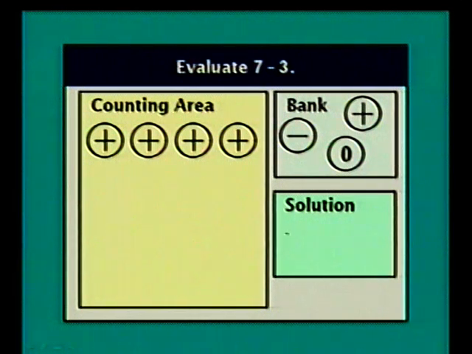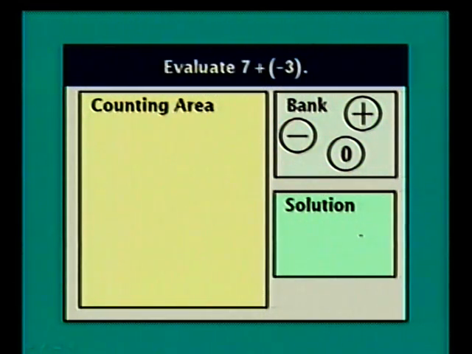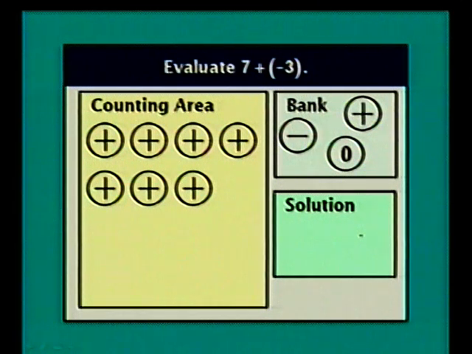Once we do that, that leaves us with 4 positive chips in our counting area. And as we know, 7 minus 3 is equal to 4. All right, so let's make it a little bit more difficult. What if we wanted to add 7 and a negative 3? Well, again, we would start with 7 positive chips in our counting area. This time, we need to add 3 negative chips in our counting area.